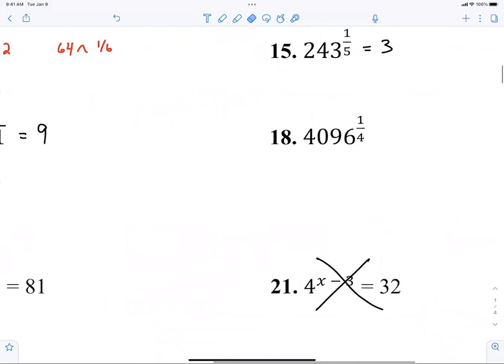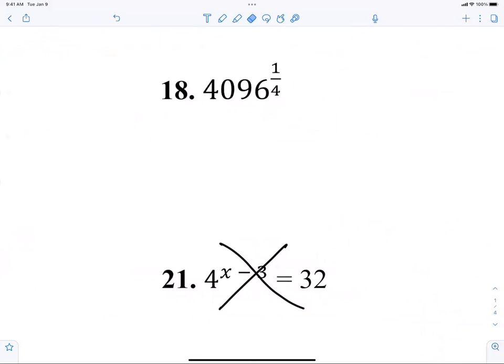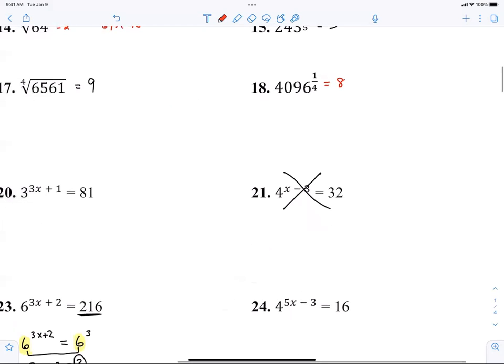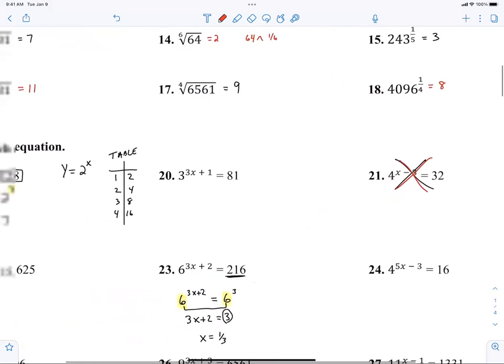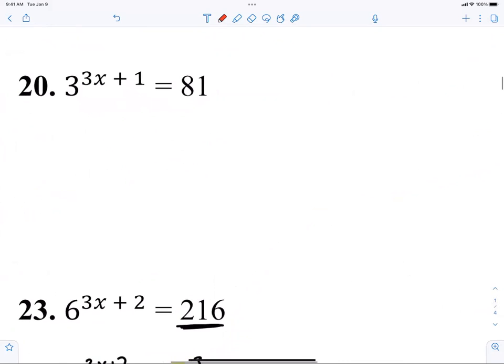All right, now let's look at 18. Is everybody okay with that? Did you find it? I'm sorry. I don't see it. All right, anybody have any questions with that? Anybody? Okay, so do me a favor, just cross out 21 before I forget. All right, now on number 20.